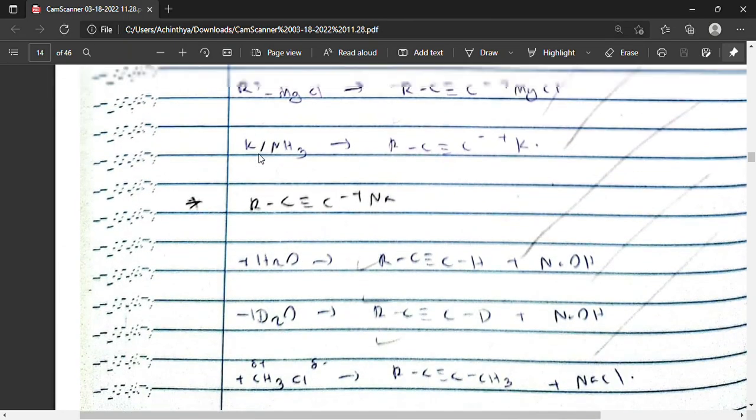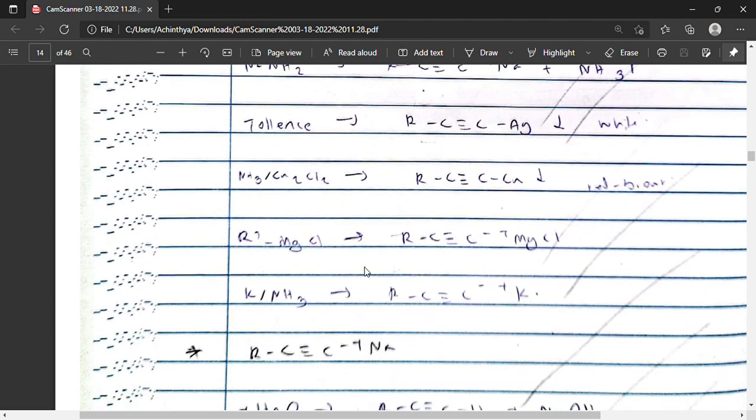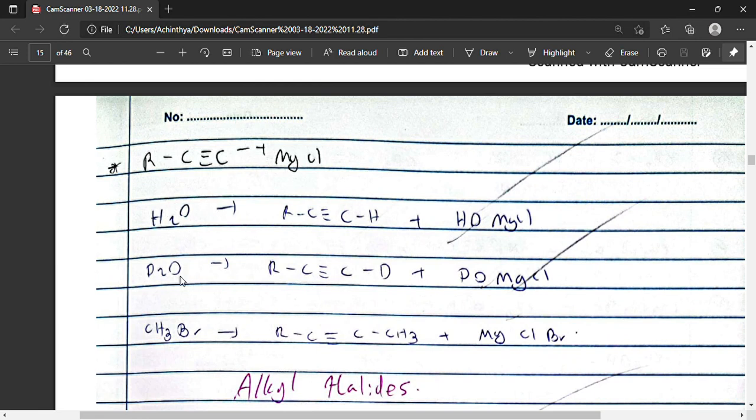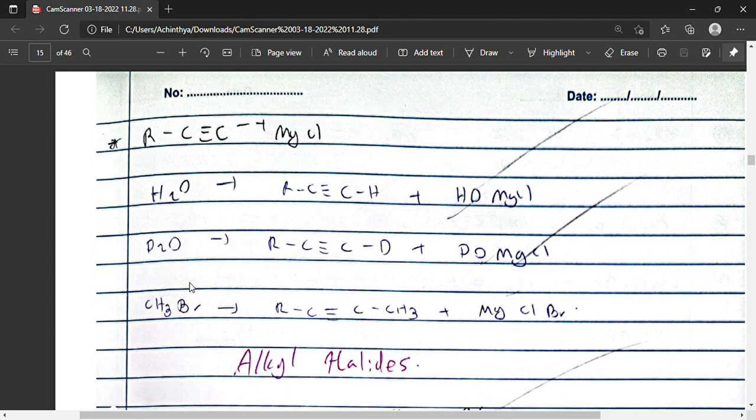These are the reactions that are shown by the sodium salt. Now this compound will be produced by adding a Grignard reagent into the terminal alkyne. And what we can do with it is that if we add water into it, we retrieve the old terminal alkyne and we get this hideous compound, HOMgCl. If we add heavy water, in which the hydrogen is replaced with deuterium, we get pretty much the same: this compound, and then this hideous compound that does not deserve to exist.